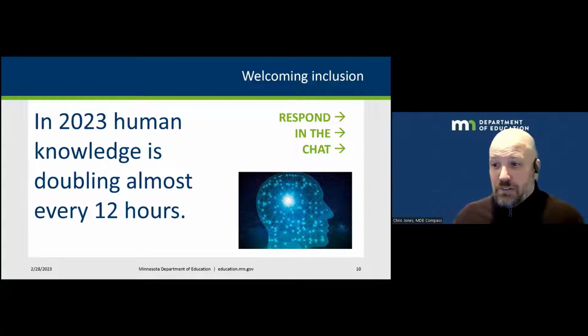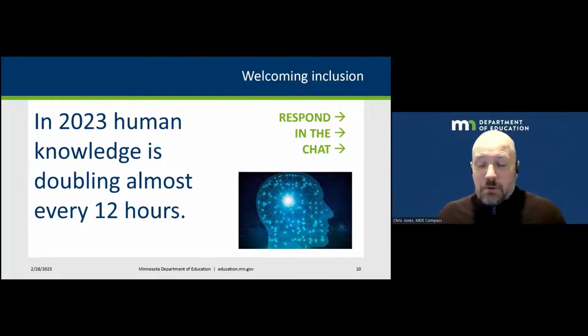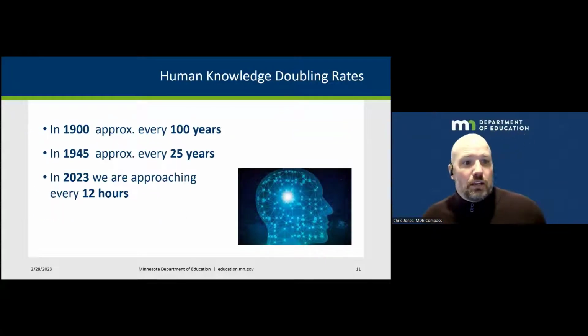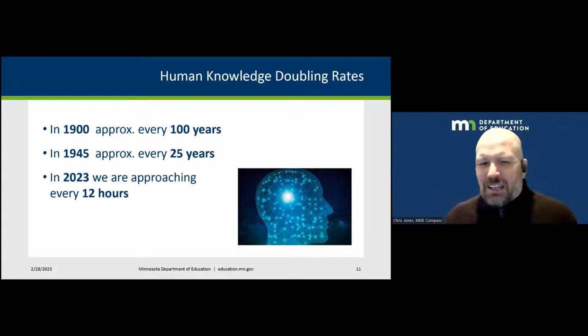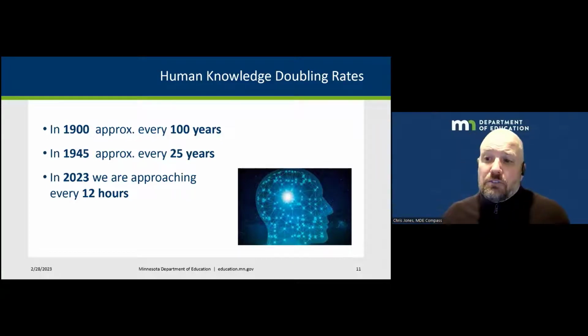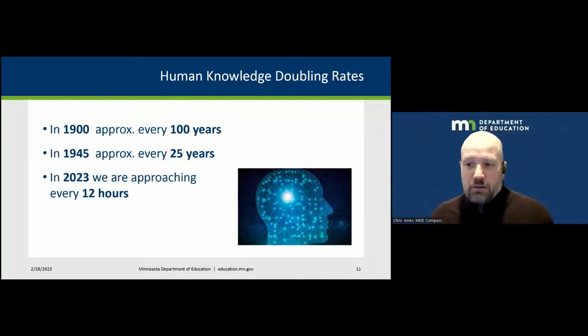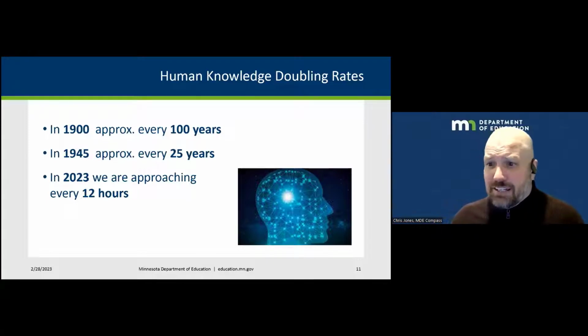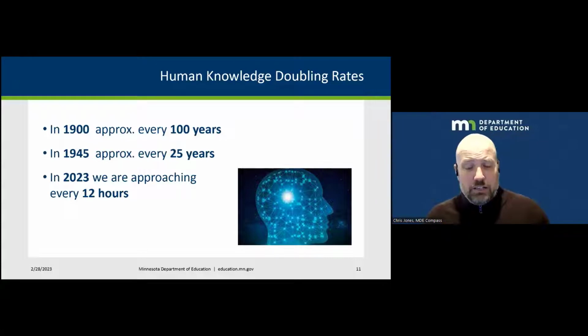And this is a huge question, right? Like, what is knowledge? What do we quantify that as? But this was a number that I had kept coming to and seeing. Either way, it is happening fast. And we're going to put that into perspective here. So in 1900, it was estimated to be like 100 years this happened. In 1945, about every 25 years. So you can see the speed with which information our society deals with changes. In 2023, we're right around 12 hours. And I'm sure that's getting faster as well.